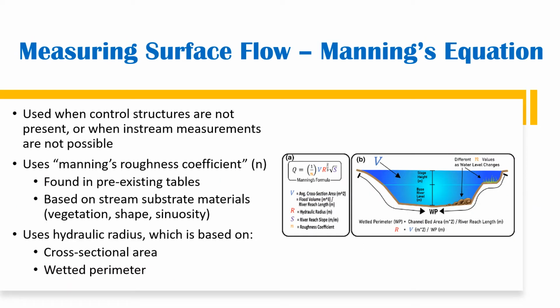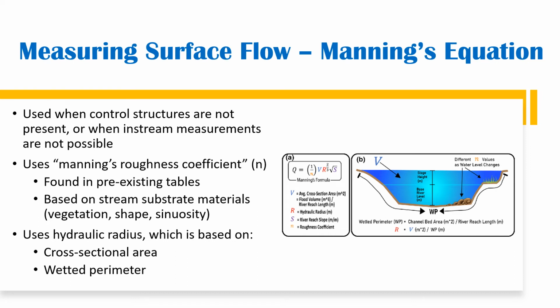Another way to estimate surface flow is using the Manning's equation. However, this should only be used when control structures are not present where you can get measurements or when actual in-stream measurements are not possible. And the Manning's equation uses the Manning's roughness coefficient, which is the term N, which can be found in pre-existing tables, but it's based on the stream's substrate material, and that being vegetation, shape, or sinuosity.